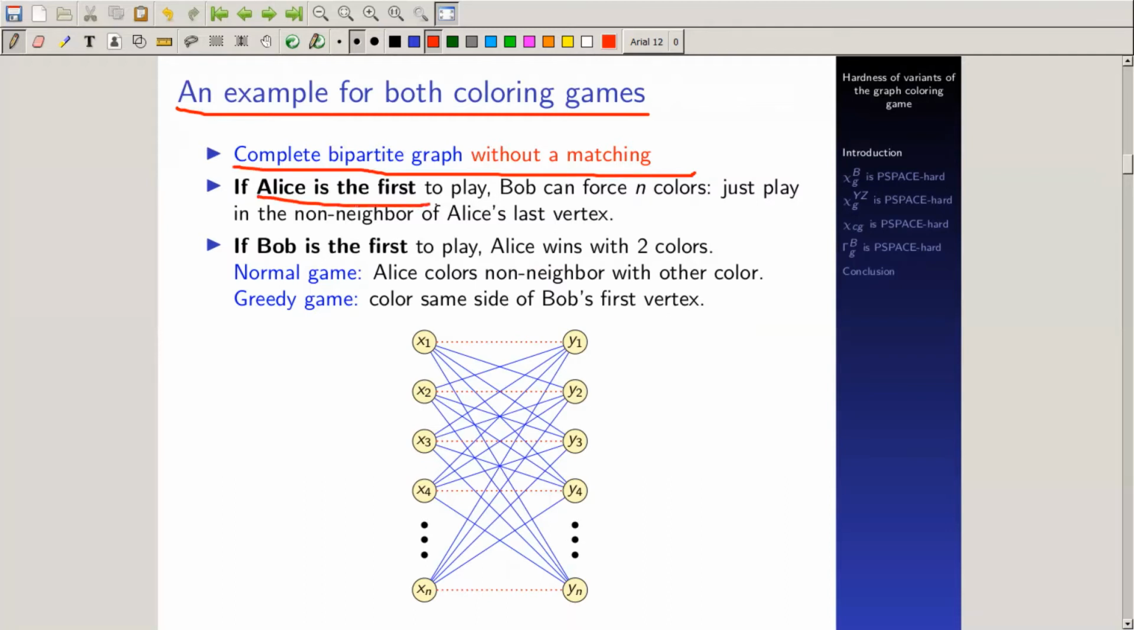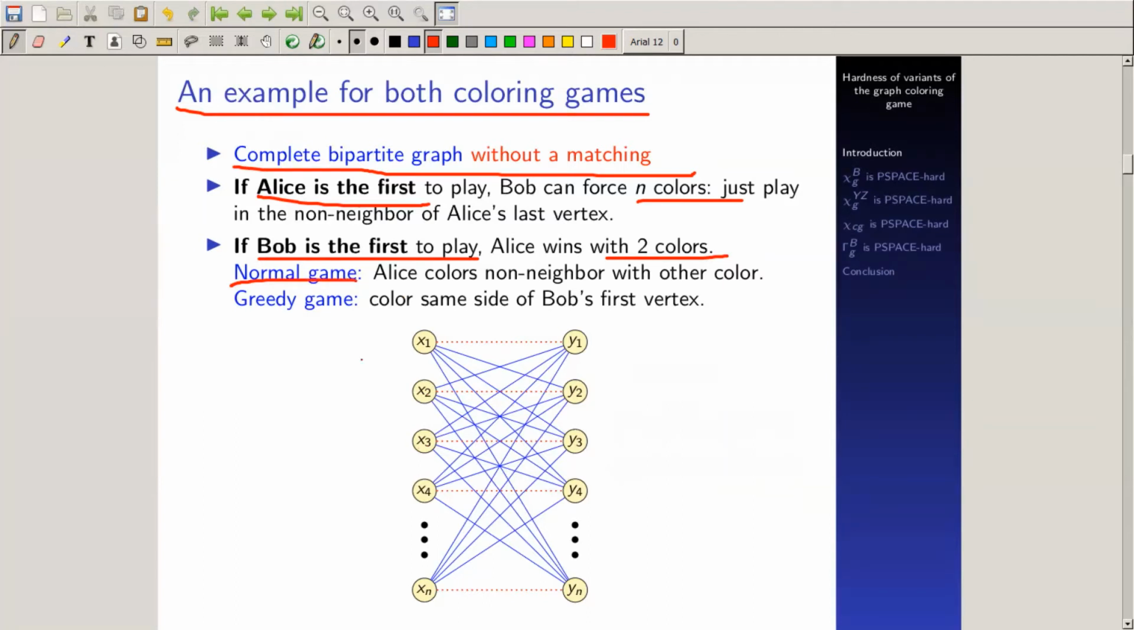If Alice starts the game, is the first to play, Bob can force n colors. For example, if Alice plays 1 here, Bob plays 1 here, and then color 1 cannot be used anymore. If Alice plays 2 here, Bob can play 2 here, and then the color 2 cannot be used anymore, and so on. So Bob can force n colors, okay? But if Bob is the first to play, Alice wins with only 2 colors in the set C of possible colors.